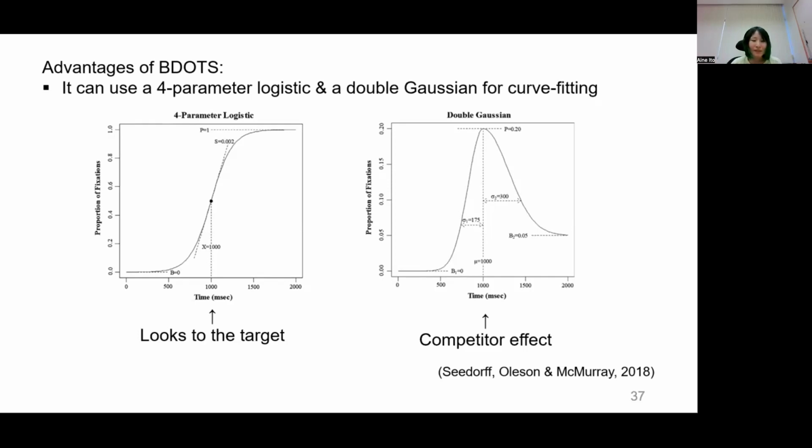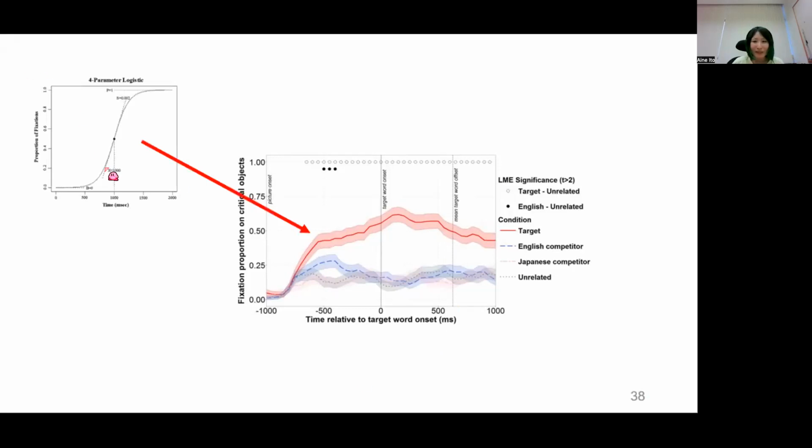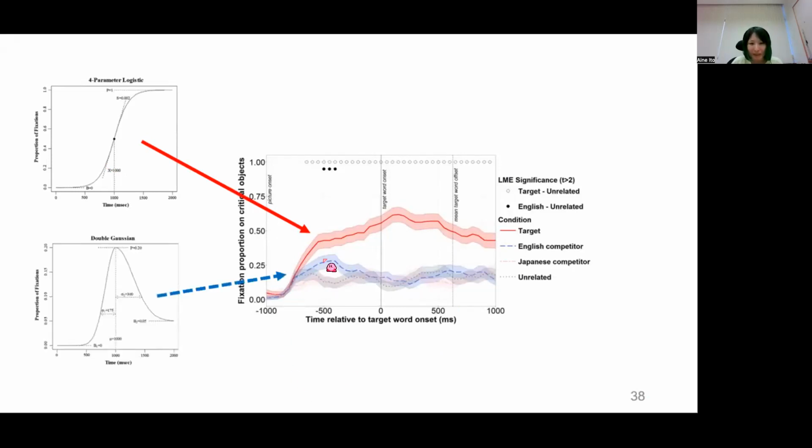This also nicely fits with the data we already looked at. You've already looked at this many times. You can use the 4-parameter logistic to model this pattern, and then the double Gaussian function to model this pattern. So it usually matches the pattern of looks to the target and the pattern of looks to the competitor.